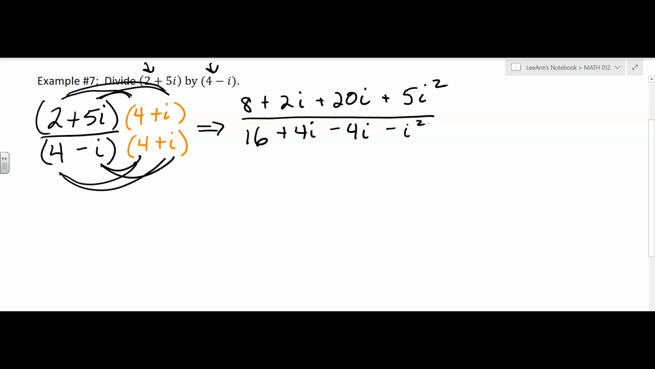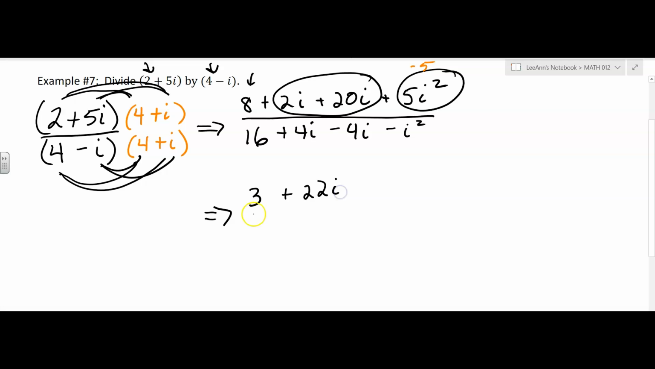Okay, so in the numerator, we're going to take this 8. Now at some point, we're going to think of that as a negative 5. I don't know when you want to think of that as a negative 5. I'll just do it right there. So 8 minus 5, that's going to be 3. And then I'm going to have these two terms that combine, which is going to give me 22i.